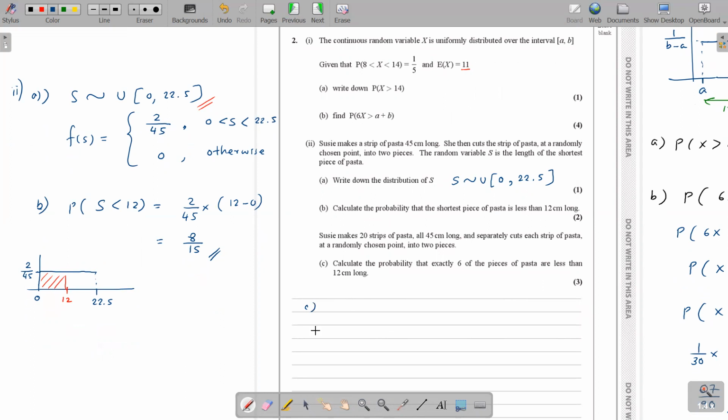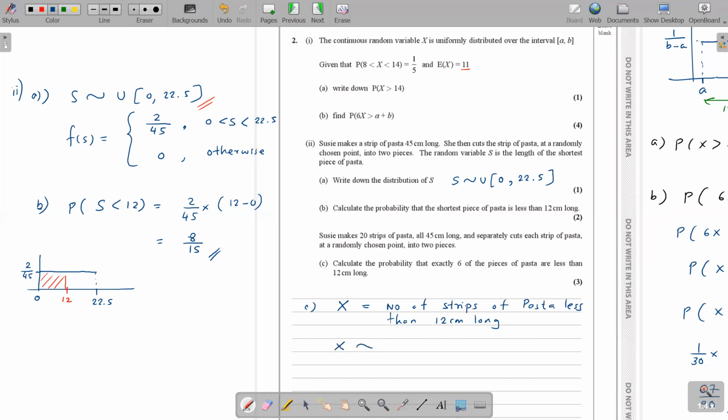Part C, let's give a new variable. We used the letter S before, right? Shall we use the letter X? X is what? So we'll say X is now what? X is the number of strips of pasta. It's really important the way you define this. X is the number of strips of pasta less than 12 centimeters long.